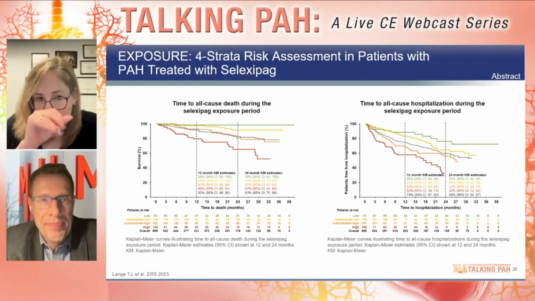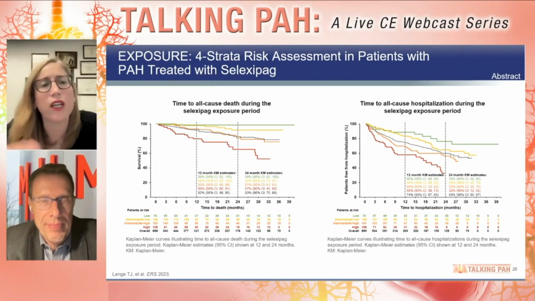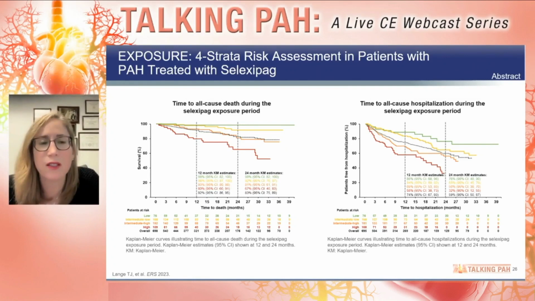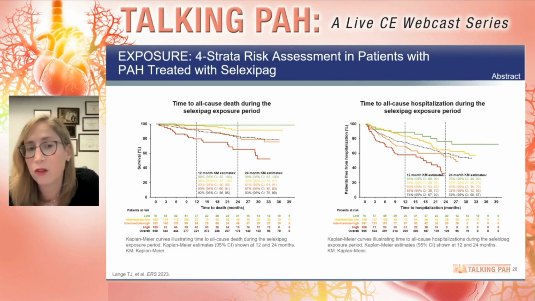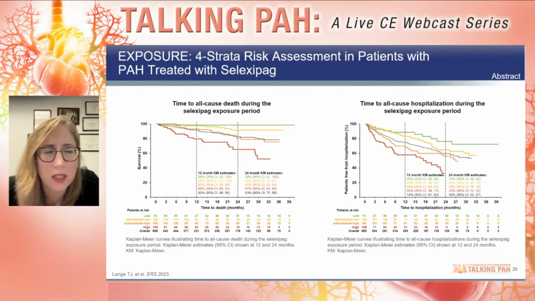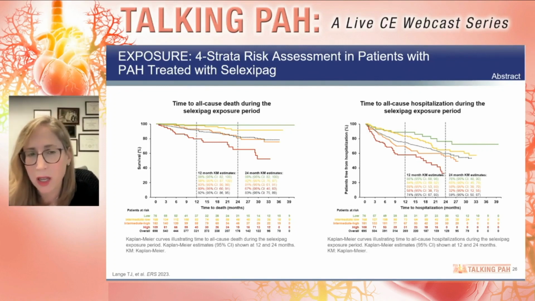Absolutely. So this was a study really just looking at patients who were treated with selexipag and looking at their risk assessment. And what you can see here is really that patients that were low risk stayed low risk, but if you were of intermediate high or high risk, your survival was worse even if you were on selexipag. It was a relatively small group if you look at the numbers of patients, but I think it was an interesting study to report on.